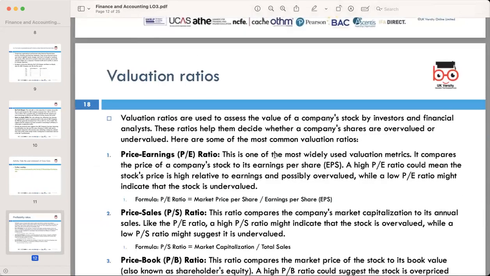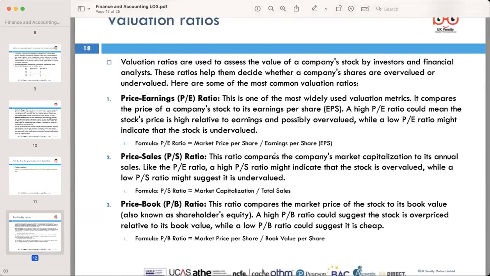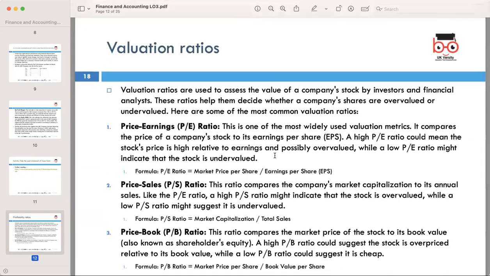Now, valuation ratios. Can anybody explain or tell me about valuation ratios? Valuation ratios, okay. Valuation ratios are used to assess the value of a company's stock by investors and financial analysts. These ratios help us determine if a company's shares are overvalued or undervalued. So let's discuss them one by one.